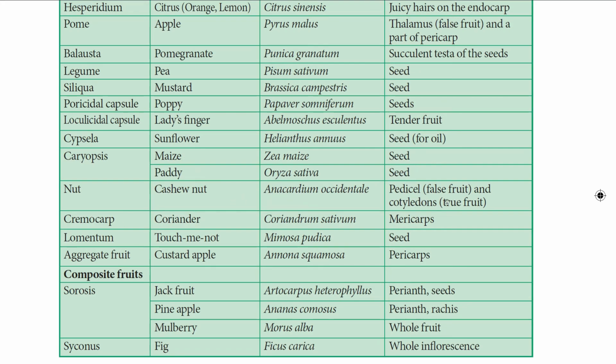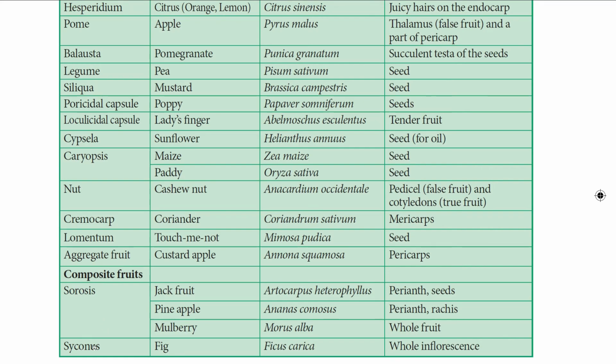Nut, cashew nut. Pedicel or the false fruit, actually pedicel becomes the fruit, the colored part, either it is orange or red in color, that is the pedicel. And the cotyledon, that is a true fruit, cashew nut. Cremocarp, coriandrum, pericarp. Lomentum, touch me not plant, seed becomes edible. Aggregate fruit, Annona squamosa, pericarp is edible.